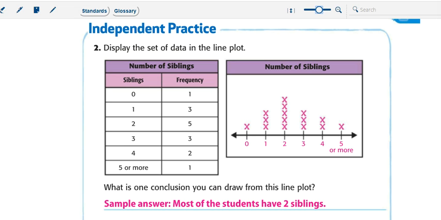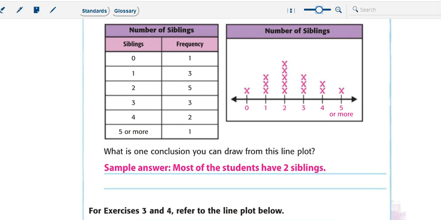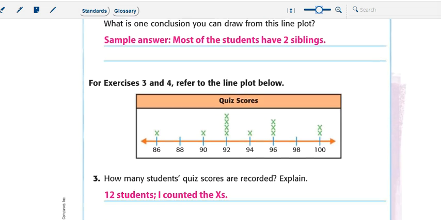And over the number 5, you need to draw 1 x. Now, let's write. What is one conclusion you can draw from this line plot? That most of the students have 2 siblings, okay? Why most of the students? Because 2 is a number that has more x's, okay?